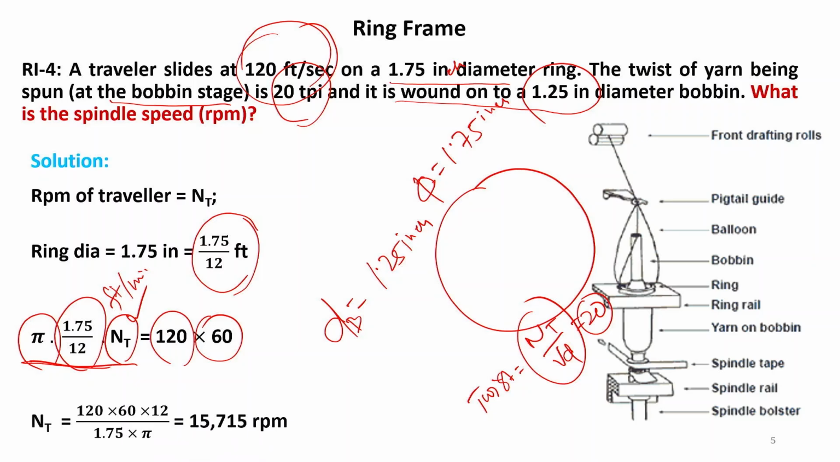So, we can calculate the traveler RPM at that point, at the diameter of the bobbin, 1.25 inch bobbin diameter. The traveler sliding speed is given, so traveler RPM is 15,715 RPM of traveler. Now, what we have to calculate is the spindle speed.